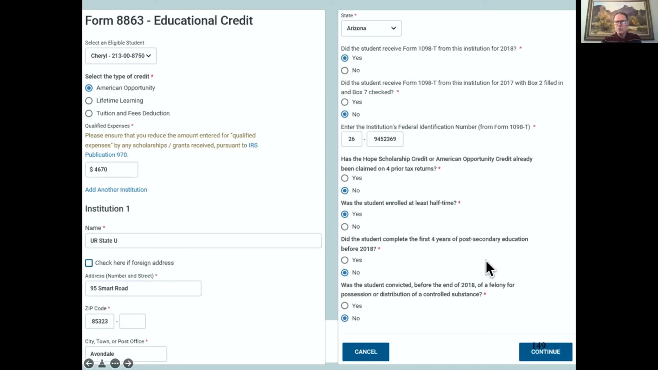Did they complete the first 4 years prior to 2021? No. Was the student convicted before the end of 2018 of a felony? Woohoo! What about this? Well, when they reauthorized the American Opportunity Credit, a congressperson said, we don't want to give federal credits to anybody who's been convicted of a felony. And so they put this in. And so if the person answers yes to this, they're not eligible for the American Opportunity Credit. And then you click continue.